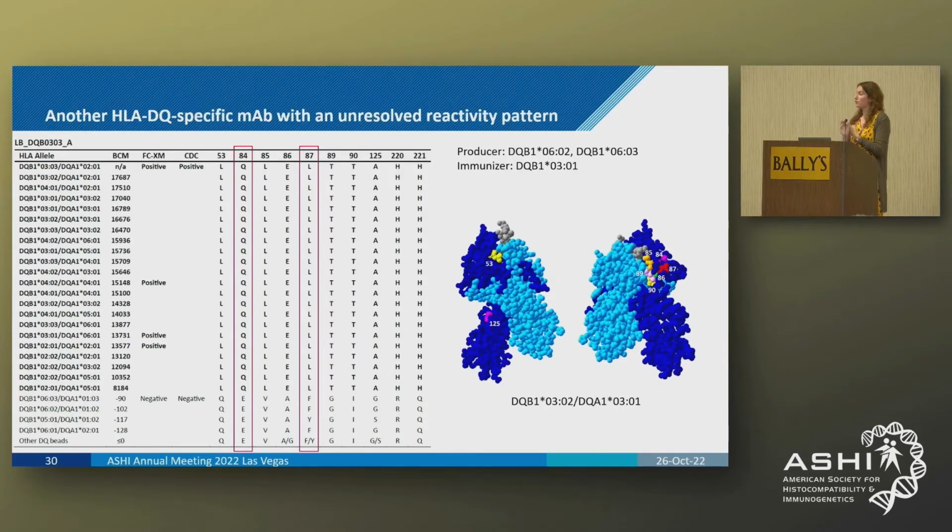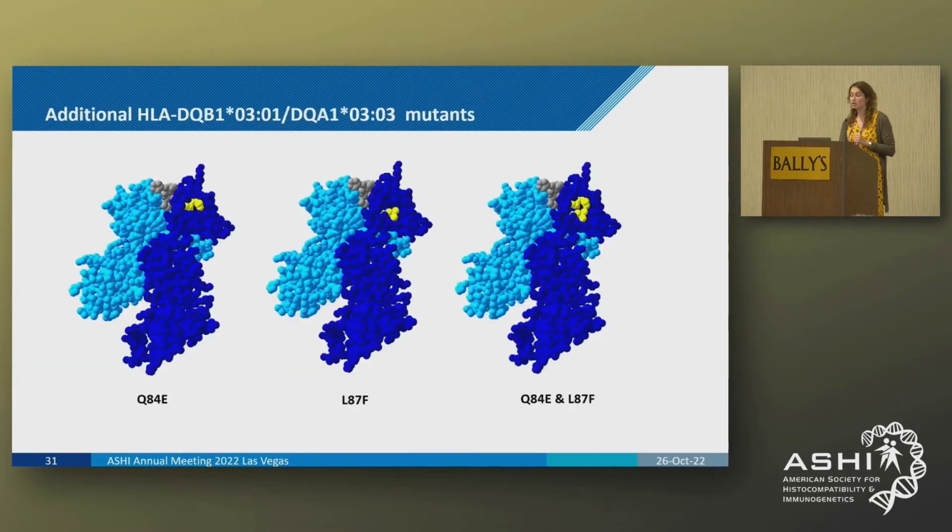So we have position 53, where we already had a mutant, but also several other positions. We decided first to focus on positions 84 and 87, to make some additional mutants. Here we made a mutation to position 84, from a Q to an E, so again from the immunizing residue to the self residue of the producer, but also position 87, and again a double mutation where both 84 and 87 are mutated.